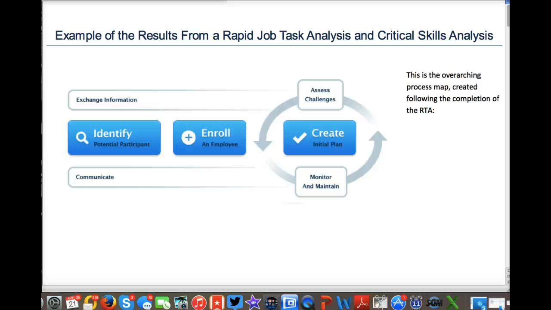I want to show you an example of the results from a rapid job task analysis and critical skills analysis. What you see here is a workflow that shows the overarching process that we were able to develop as a result of the rapid job task analysis. Now, we didn't start with this. This is the result. And therein is the difference between typical job task analysis and rapid job task analysis.